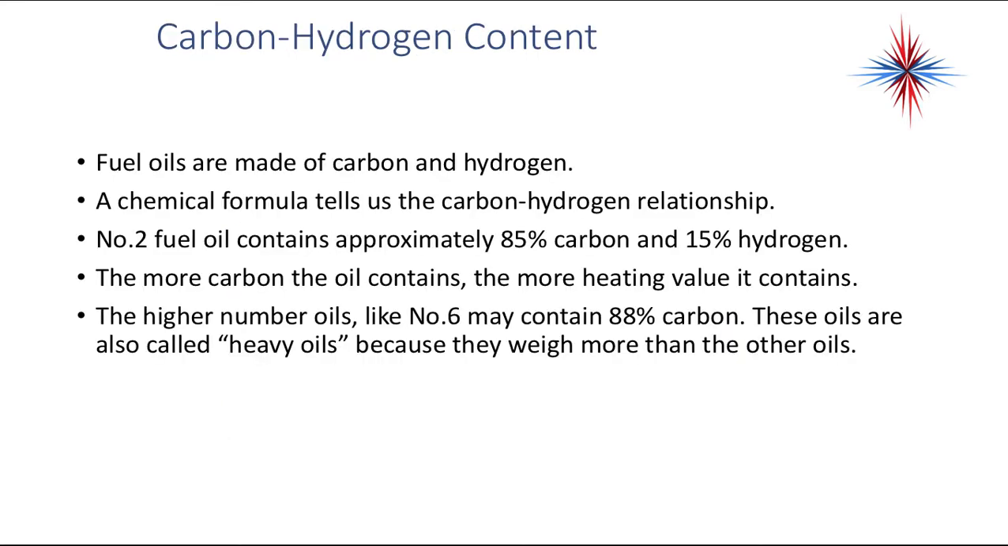Fuel oils are made up of carbon and hydrogen. A chemical formula tells us the carbon and hydrogen relationship. Number 2 fuel oil, which is home heating oil, contains approximately 85% carbon and 15% hydrogen. The more carbon the oil contains, the greater the heating value is. The higher number oils, like number 6, may contain 88% carbon. These oils are also called heavy oil because they weigh more than the other oils.